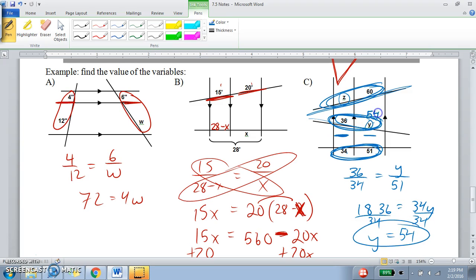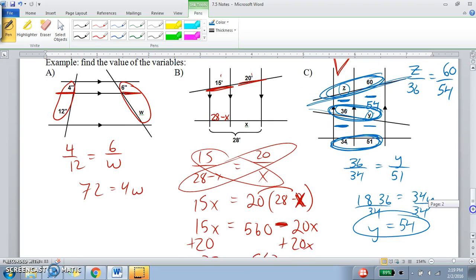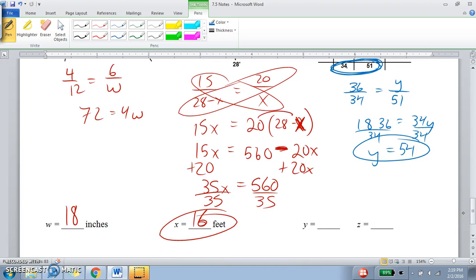So now if this piece is 54, we can set up another proportion to solve for z. Z over 36 equals 60 over 54. Same thing, when we cross multiply and figure all that out, you should end up with z equals 40. You can try that one on your own.